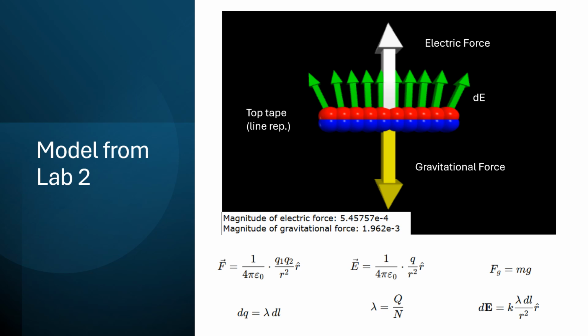So each dq is lambda dl, where lambda is the charge density of the line, which is the total charge over the number of charges in this case. And then we have dE equals k times dq over r squared times r hat, where each r hat is those little green arrows. That's the direction of the electric field. And this model also uses the concepts of electric force in Coulomb's law, the electric field, and the force of gravity to balance out the electric force.